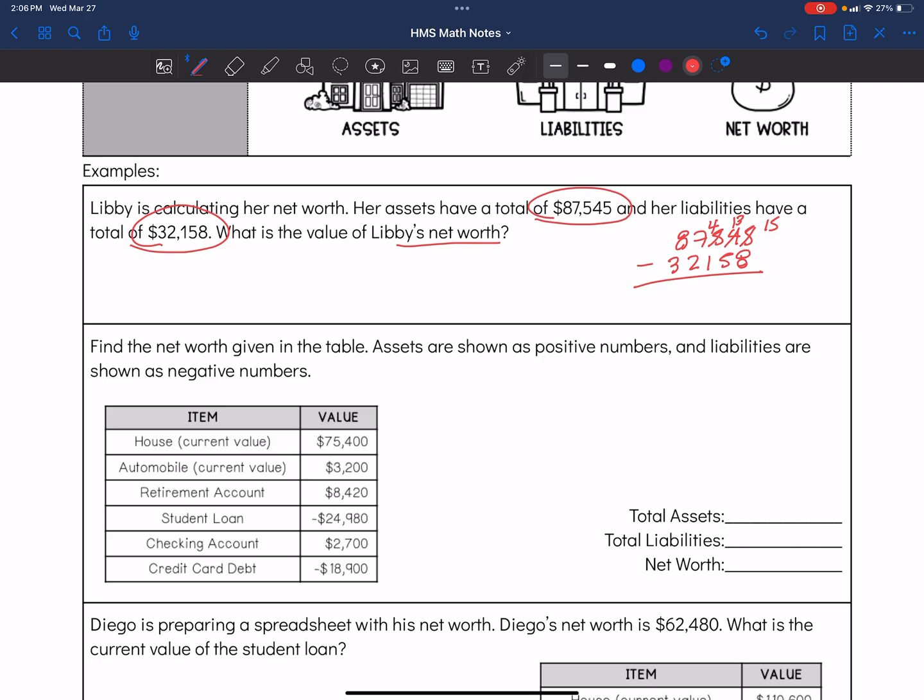So 15 minus 8 is, what, 7? 13 minus 5 is 8. 4 minus 1 is 3. 7 minus 2 is 5. 8 minus 3 is 5. So her total net worth is $55,387. Assets minus liabilities equals net worth.